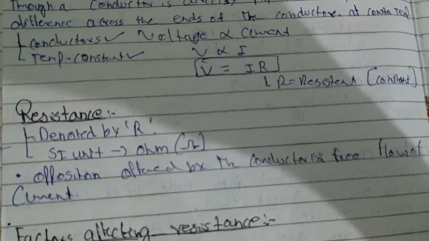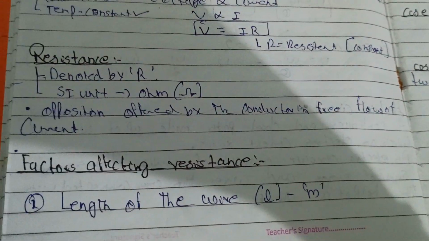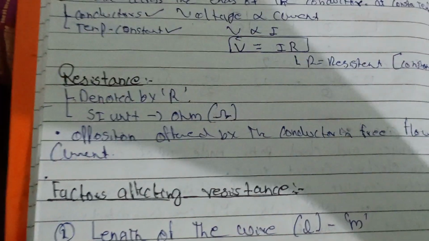So what is resistance? Resistance is denoted by R, and the SI unit of resistance is ohm. And there is a symbol. You can see that symbol, an inverted U.